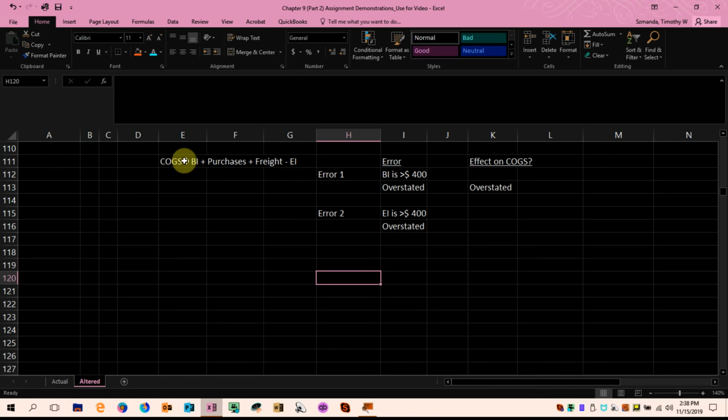So to maintain this equality between both sides of the equation, if ending inventory is overstated by $400, cost of goods sold has to be understated by $400, by the same amount. And it's because of that sign in front of it.